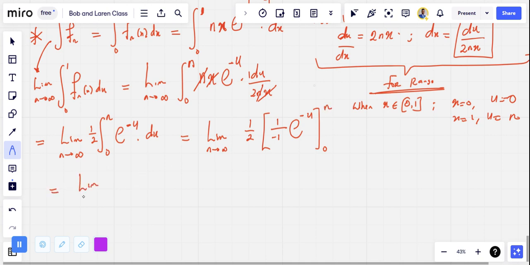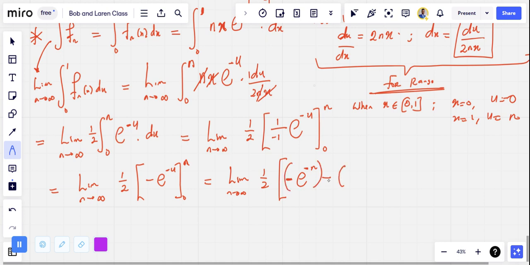So looking at this now, I'm left with the limit as n tends to infinity of 1 over 2, open bracket, negative e to the power of minus u. And I'll still have to insert the upper limit and the lower limit, right? So I have 1 over 2. When I insert the upper limit, when u is n, I'll have minus e to the minus n, minus the lower limit, when u is equal to 0. I still have a negative sign again, minus 0, and e to the power of 0 is 1.